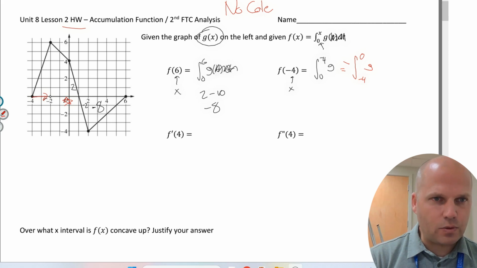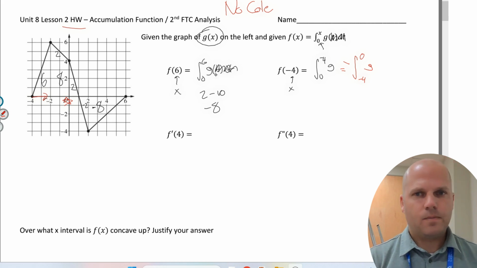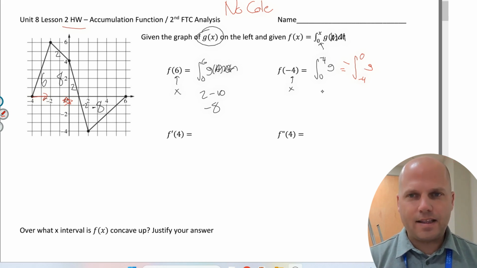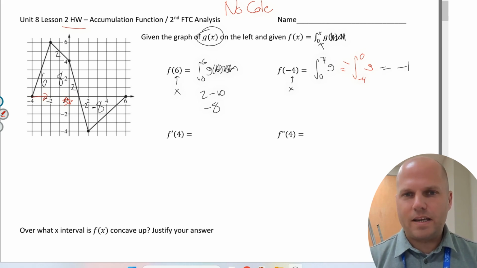So this is a base of 2, a height of 6. So this is 6. I'm going to split this into a rectangle that's a 2 by 4, and this is a 2 by 2. So I get that this is 16, but I will make it a -16.